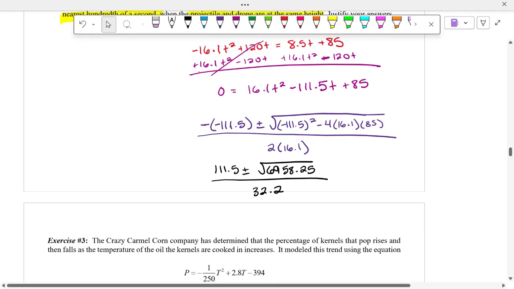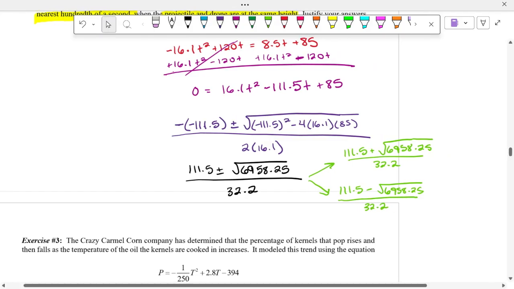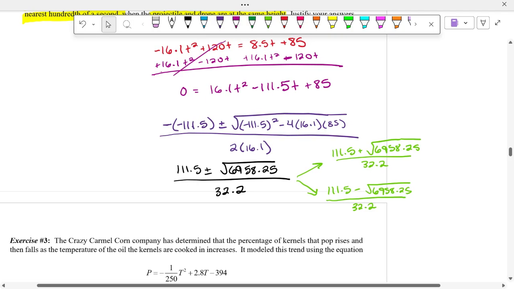Now, to be perfectly honest, all you have to do is separate the plus and minus already. So it'll be 111.5 plus the square root of 6958.25, all over 32.2, and then 111.5 minus the square root of 6958.25, all over 32.2. Then just put that entirely into your calculator and get an answer.